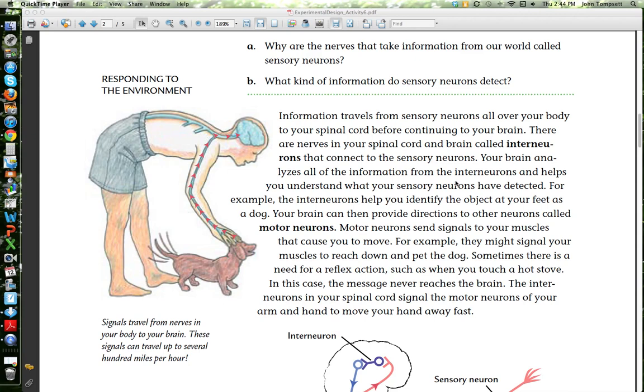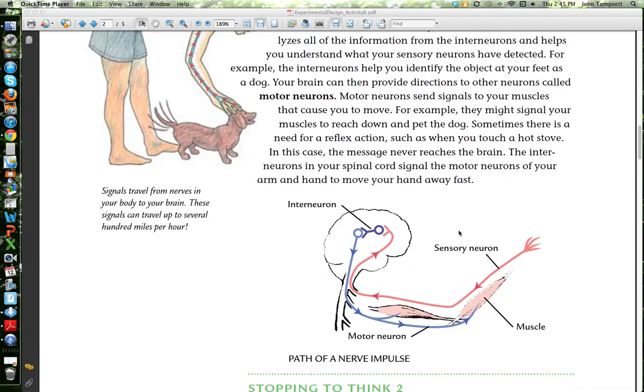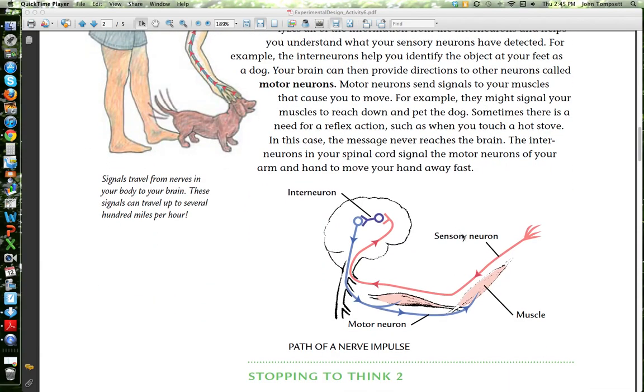Sometimes there is a need for a reflex action, such as when you touch a hot stove or the dog is about ready to bite you. In this case, the message never reaches the brain. The interneurons in your spinal cord signal the motor neurons of your arm and hand to move your hand away fast. You can see from the diagram over on the left-hand side that signals travel from nerves in your body to your brain. These signals can travel up to several hundred miles per hour. So here's another diagram of the sensory neuron, where the interneuron is, and the motor neuron movement into the muscle.